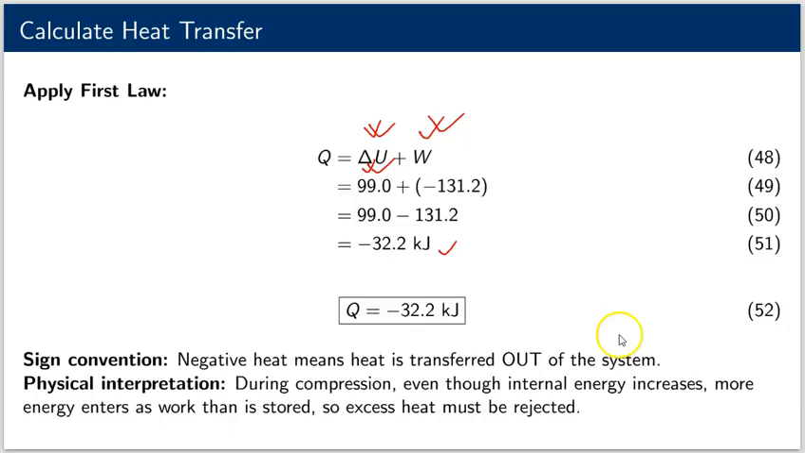So what is the physical interpretation? During compression, even though internal energy increases, more energy enters as work than is stored. So excess heat must be rejected. That's why it has a negative sign.